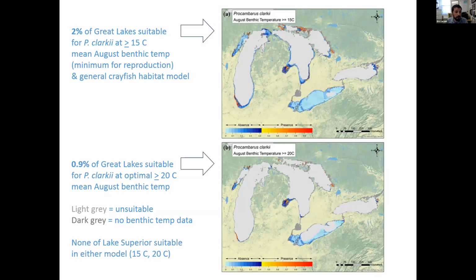If we make that clip at a 15 degrees Celsius cutoff based on Suko, we would predict 2% of the Great Lakes as suitable for red swamp crayfish. If we increase that to 20 degrees Celsius, where's an optimal place for this crayfish to reproduce, we predict about 0.9% of the Great Lakes as suitable. And that kicks out all of Lake Superior as too cold. But if you're in Lake Ontario, Lake Erie, Lake Huron, Lake Michigan, there are nearshore locations with good crayfish habitat that we think are warm enough for red swamp crayfish to establish populations.